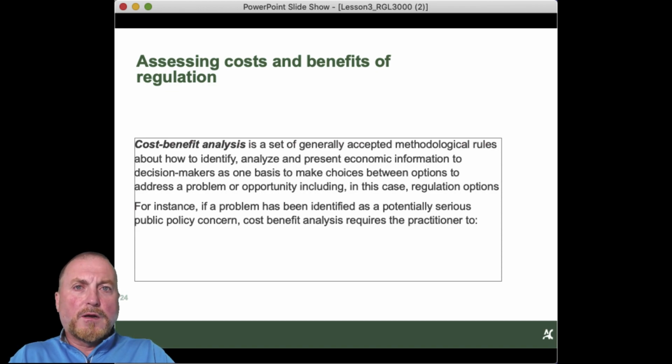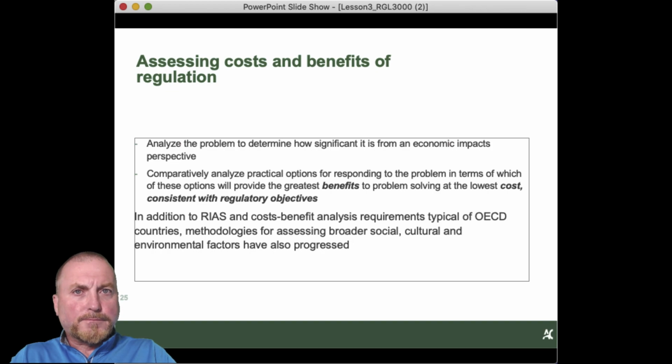What is difficult about the cost-benefit analysis is gathering the data, and particularly generating the data when you do not have a monetary or market price on the data points you want to collect, like the value of fresh water, the value of endangered species, the value of this tree, et cetera. All right? But cost-benefit analysis is generally just accepted methodological rules about how to identify, analyze, and present economic information to decision makers as one basis to make a choice. Okay, and we'll learn about that as we go through.